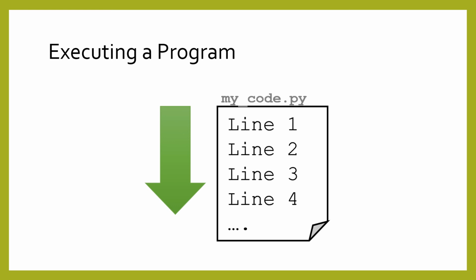Once a program is written according to the Python language rules, the program can be executed. This means that the computer will read the text of the program line by line and perform each step. This is just like following the steps of a recipe or instructions. Just like a human, the computer will do each step one at a time.